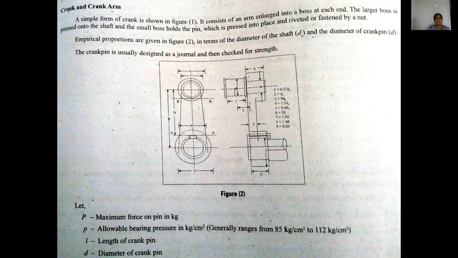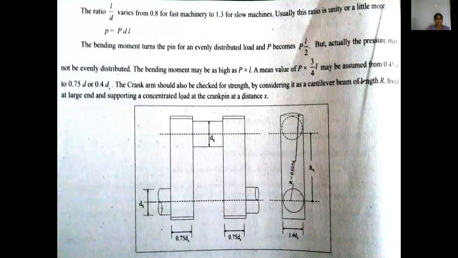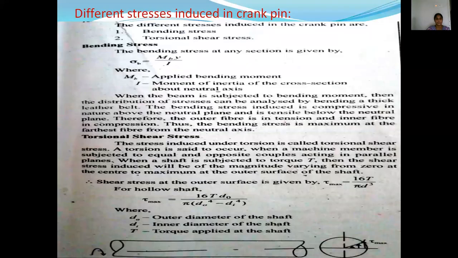The empirical proportions are given in figure 2 in terms of the diameter of the shaft and the diameter of the crank pin. The crank pin is usually designed as a journal and then checked for strength. Let P be the maximum force on the pin, p the allowable bearing pressure in kg per centimeter square, L the length of the crank pin, and D the diameter of the crank pin. The different stresses induced in the crank pin are the bending stress and the torsional shear stress.